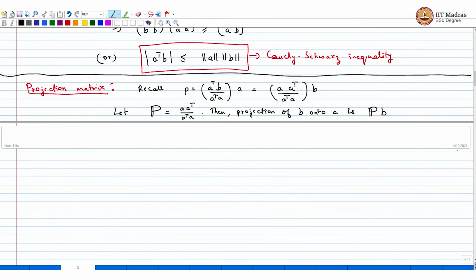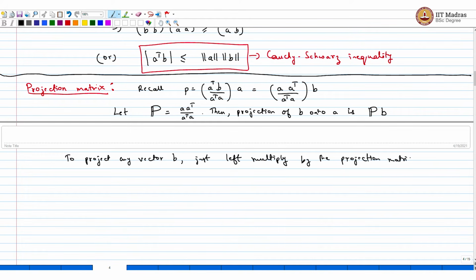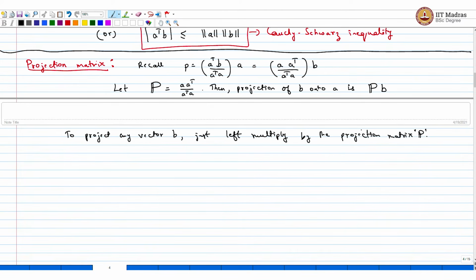So, if I want to project any vector B, then I just have to left multiply by the projection matrix. Okay. Simple enough thing. So, let us look at a quick example, a simple one.